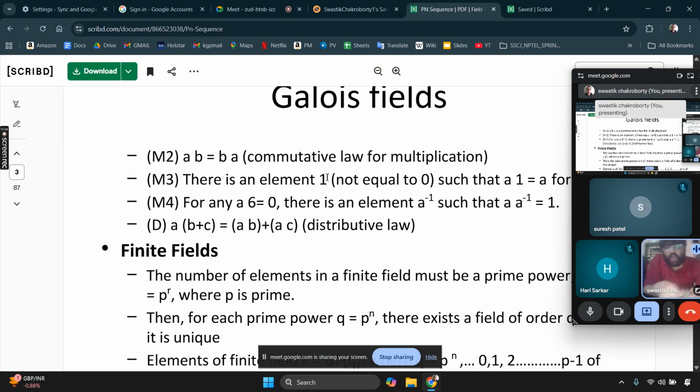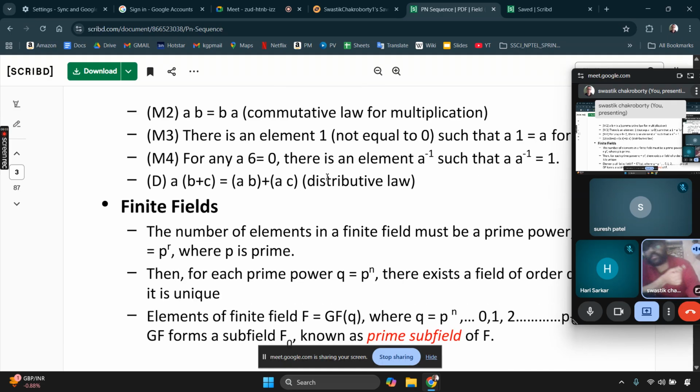And finally, after these 8 laws, there is a ninth law. This ninth law is the distributive law, which combines the addition and multiplication such that a dot (b plus c) is equal to a dot b plus a dot c. So if these 9 laws are satisfied, it is a field.